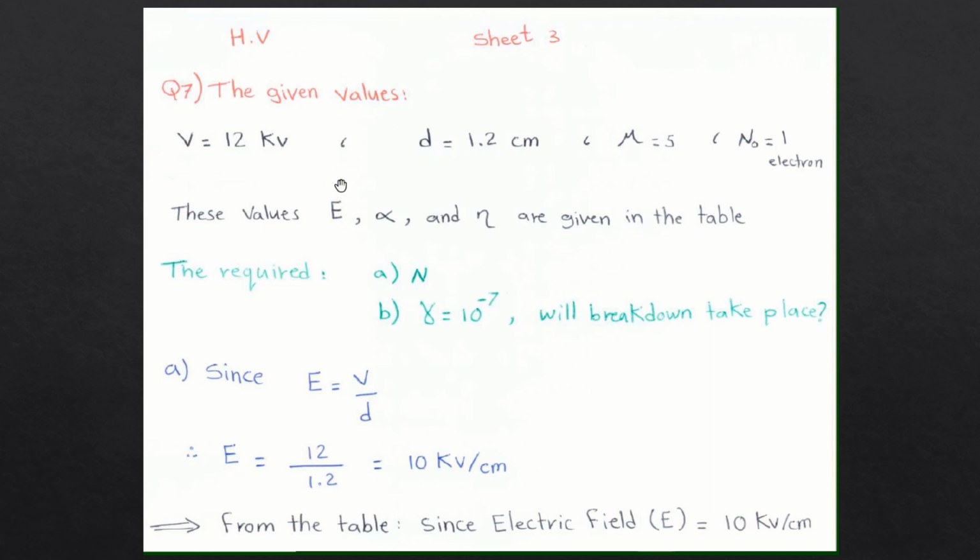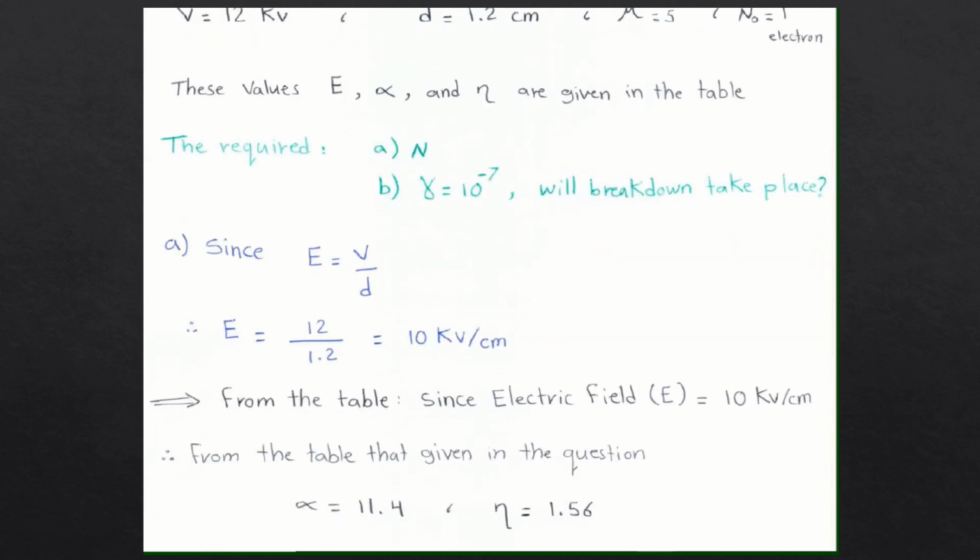Okay, so the first required, he asked us to find the number of electrons n. So how can we find n? We cannot find n now because we have to find the net ionization. And for the net ionization, if we don't know the value of the ionization and the attachment coefficient, we cannot get the value of the net ionization.